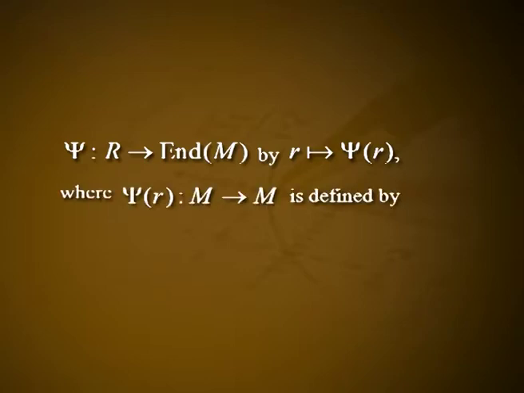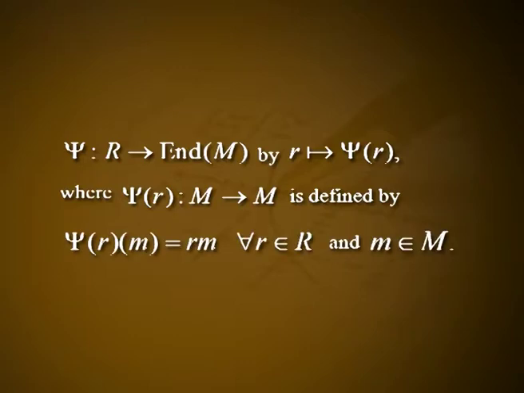Proof. 1. Let M be a left R module with a scalar multiplication (r, m) to rm. Now define psi from R to End(M) by r to psi(r), where psi(r) from M to M is defined by psi(r)(m) is equal to rm for every r in R and m in M. Claim: psi is a ring homomorphism.